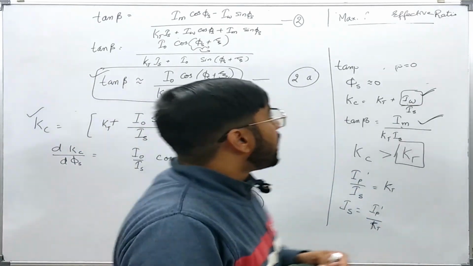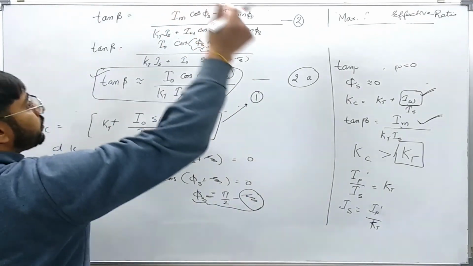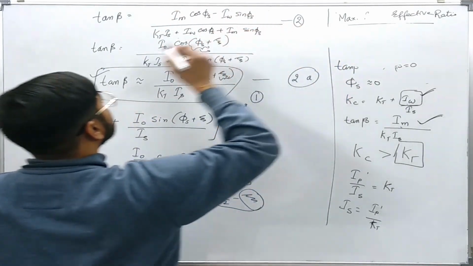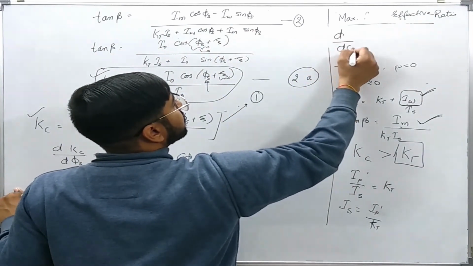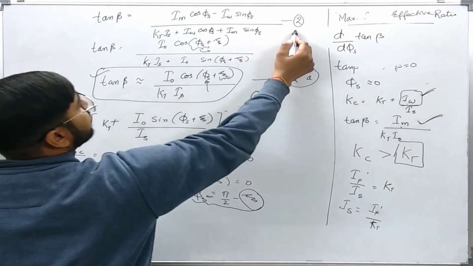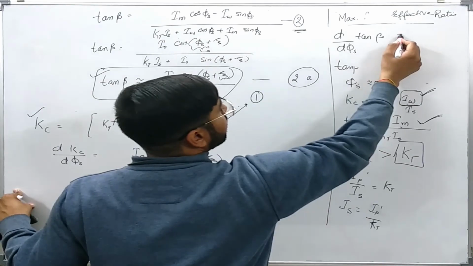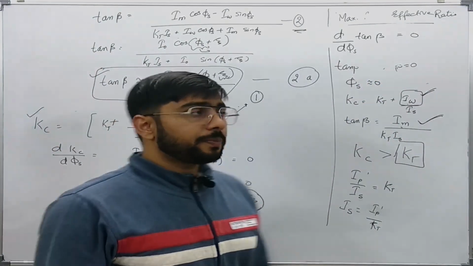Now I will leave you with a homework: to find d by d phi s of tangent beta from equation number 2 and then equate it to 0. Then find the condition for beta.